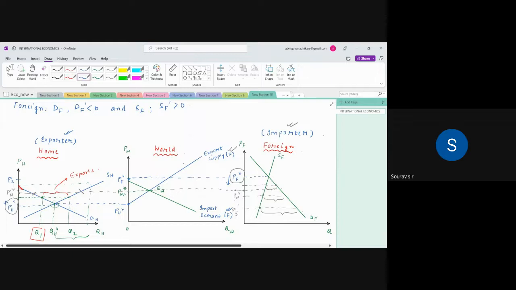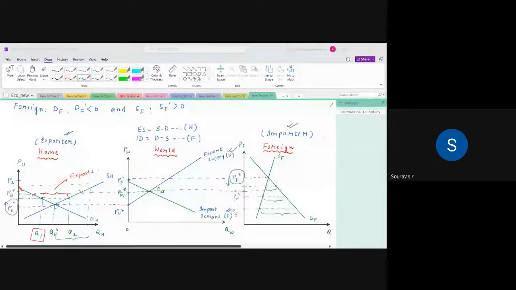And how did we define the export supply curve? It is the excess of supply over demand. And what is the import demand curve? It is the excess of demand over supply. Okay. So the export supply will be obtained for the home economy, and the import demand will be obtained from the foreign economy. Is this clear? Can you all follow this part?